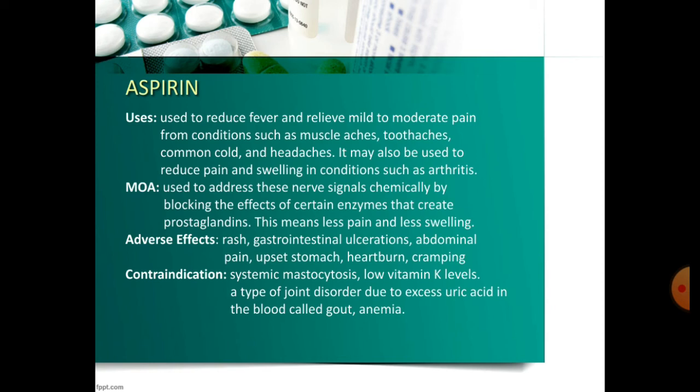It is used to reduce fever and relieve mild to moderate pain from conditions such as muscle aches, toothaches, common cold, and headaches. It may also be used to reduce pain and swelling in conditions such as arthritis. Its MOA is that it is used to address these nerve signals chemically by blocking the effects of certain enzymes that create prostaglandins. Its adverse effects include rash, gastrointestinal ulcerations, abdominal pain, upset stomach, heartburn, and cramping. It is contraindicated to patients with systemic mastocytosis, low vitamin K levels, gout, and anemia.